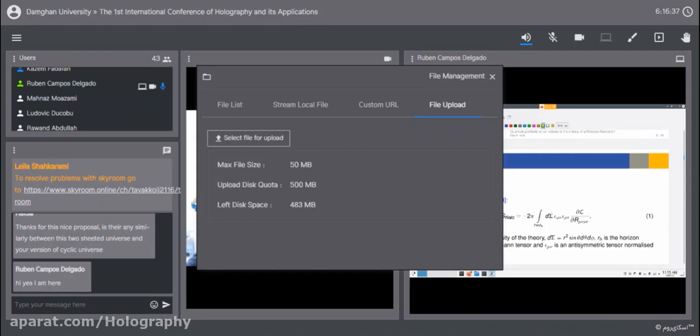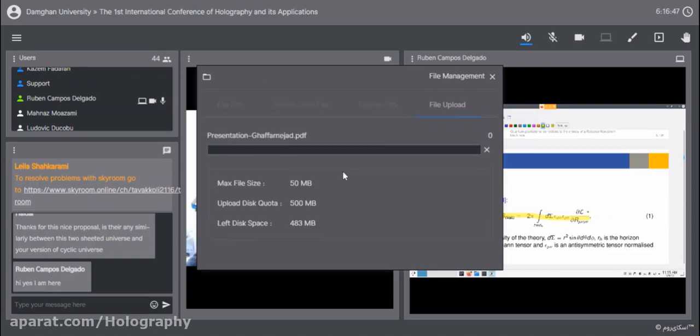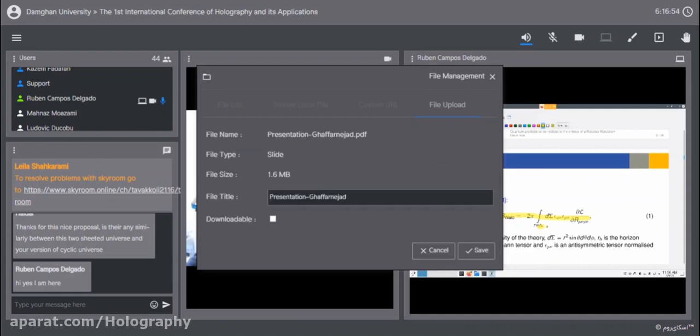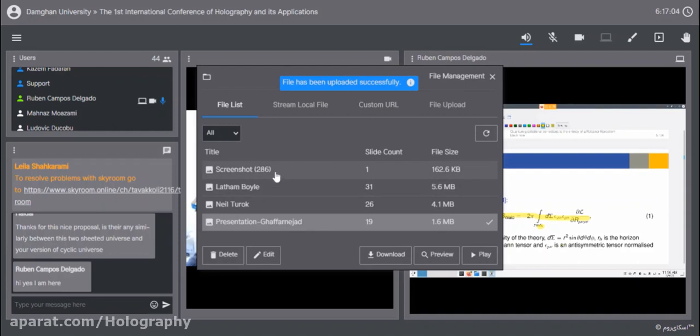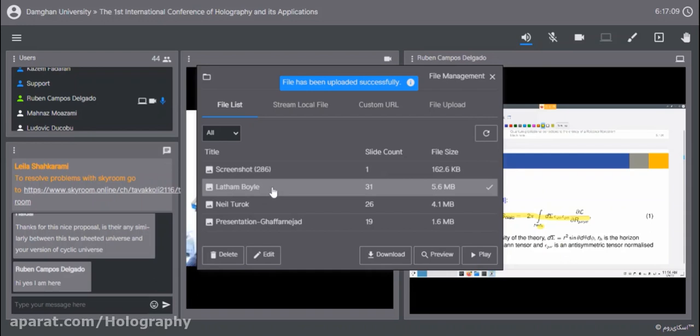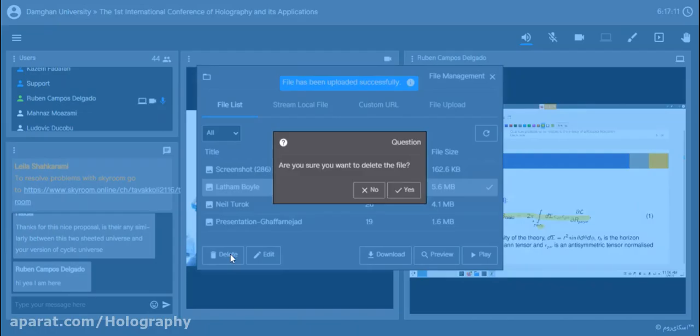In the 80s, Wald derived this formula for computing the entropy of black holes. Here, L is the Lagrangian of the theory, R_H is the horizon radius, R_{μνρσ} is the Riemann tensor, and ε_{μν} is a totally antisymmetric tensor normalized as ε_{μν}ε^{μν} equal to -2.